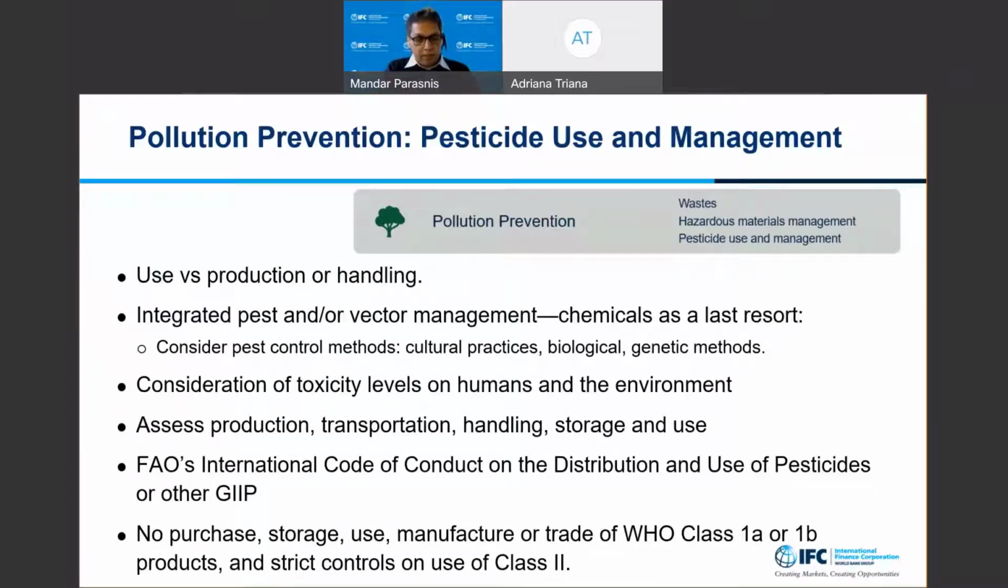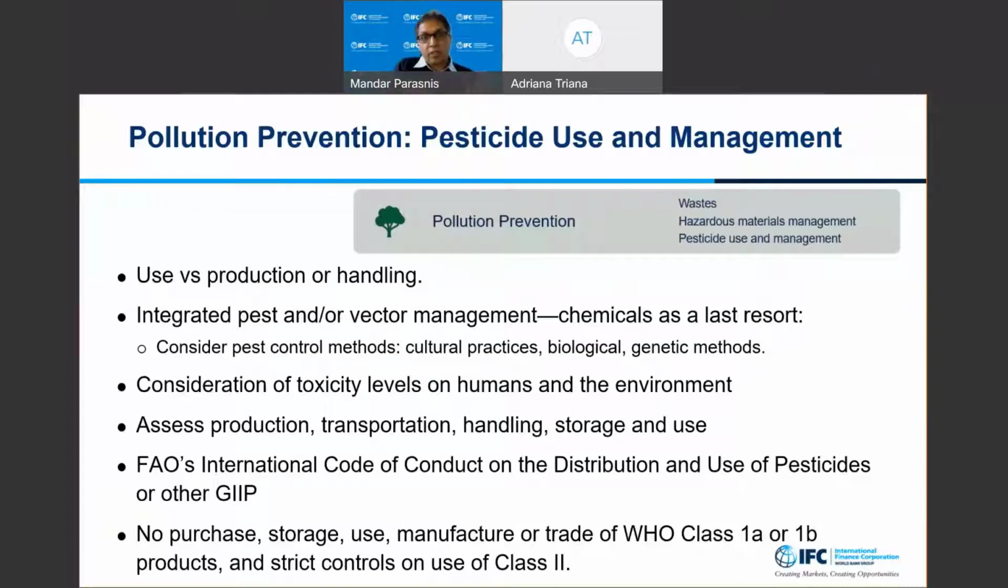Yeah, so as I was saying earlier, pesticide use and management, this is a specific requirement, but let me remind you, PS3 talks about pesticide use and management for the use and not for the production or handling of pesticide. There is a dedicated World Bank Group EHS guideline for pesticide manufacturing, formulation, and packaging. So if IFC or any company is investing, or if you are working with a pesticide manufacturer, then those specific requirements for EHS guidelines will apply.